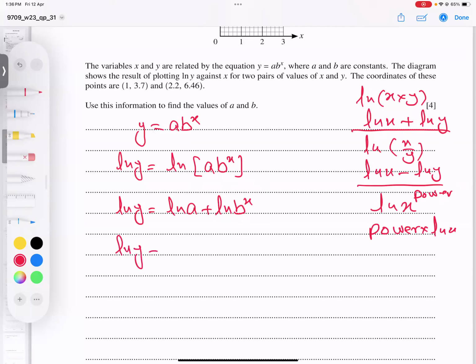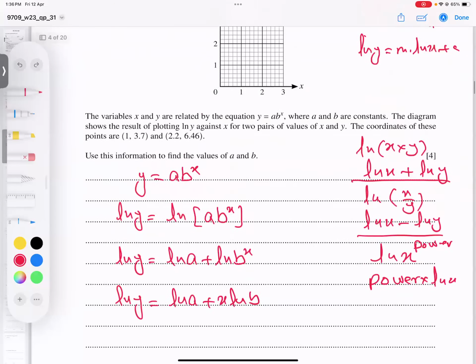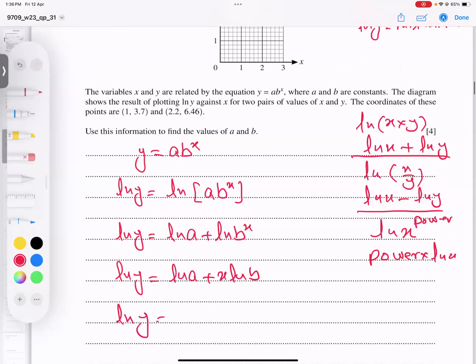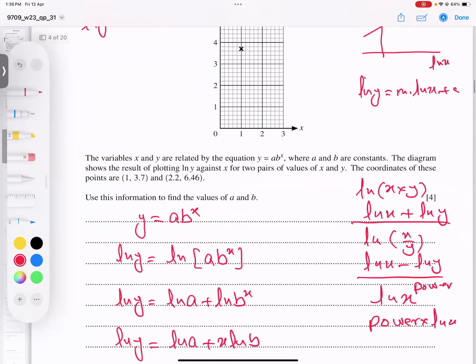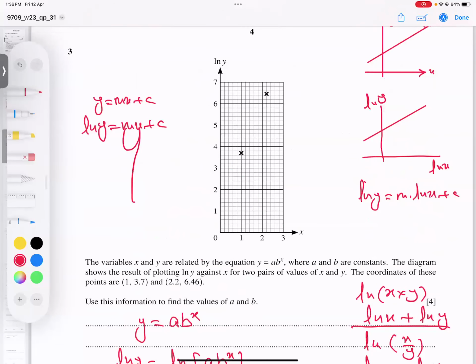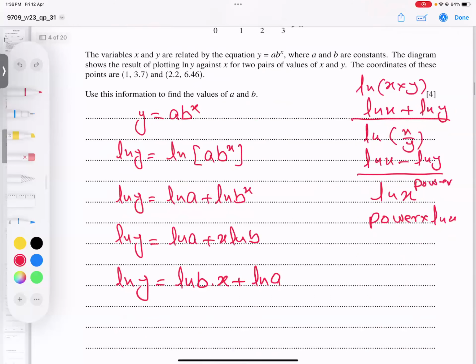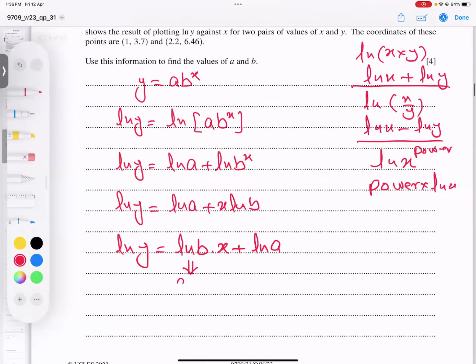So log of y is equal to log of a plus x times log of b. Now I have to reshape this format. The left-hand side is done already. The right-hand side, I will bring here and rearrange. I'm writing ln b before, x later, and ln a. You may ask the reason, sir: because of mx. The part before x is called the gradient. And this is called the y-intercept.